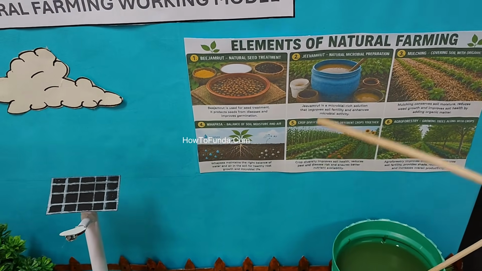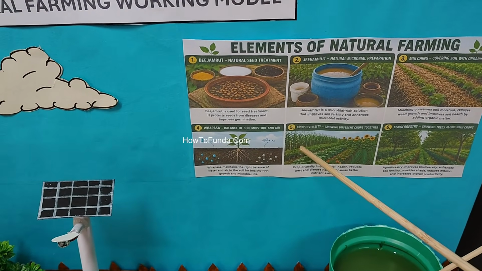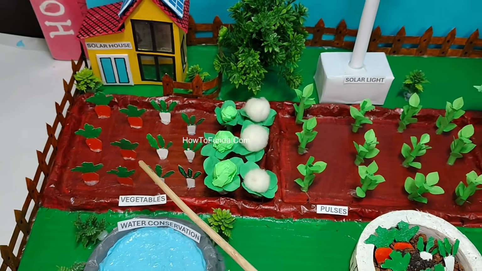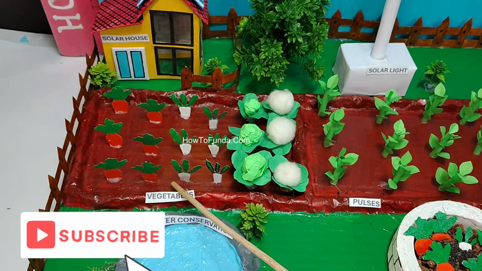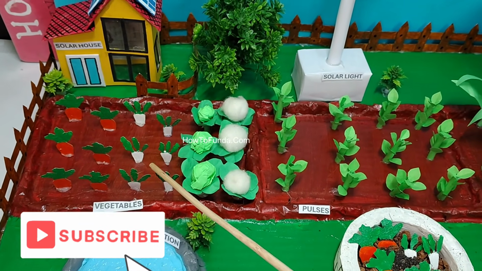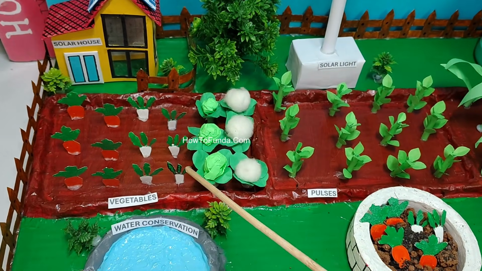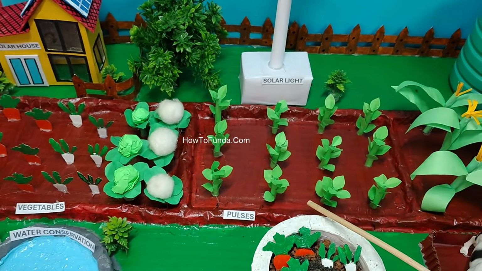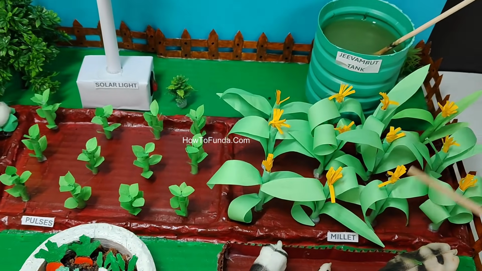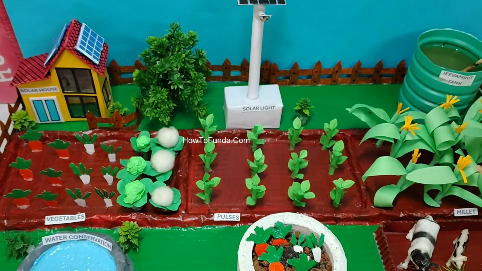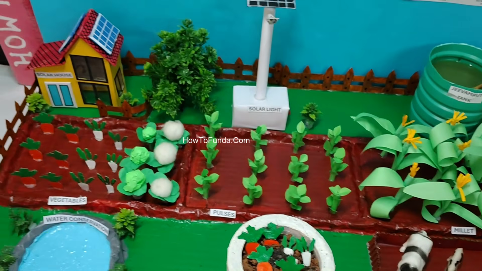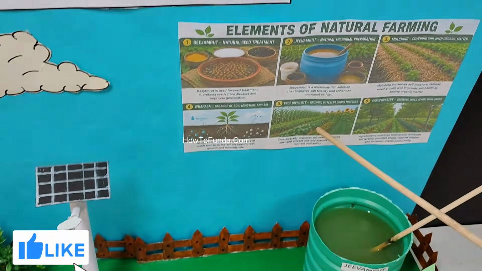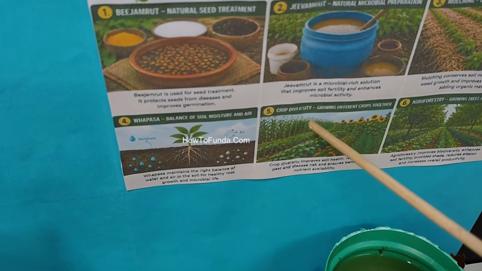And the fifth one is crop diversity. You are not just growing one crop here; we are using multiple crops. Similarly, here also we have done crop diversity. We are growing vegetables like carrot, radish, cauliflower as well as cabbage. We are also growing pulses, and even millets. Everything we are growing in a diversified way. If you grow in this way, even if one of the crops gets into loss, we can still make money from the other crops. That is the main purpose of crop diversity.